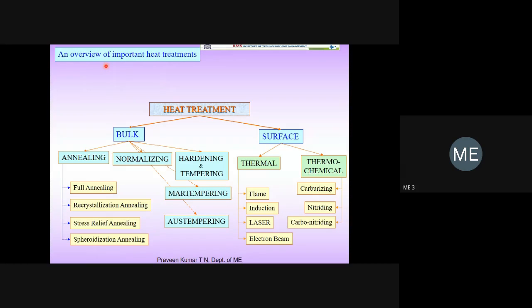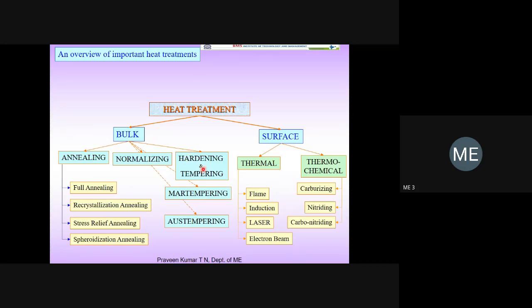If you see the broader classification of steel, this heat treatment process, we have already discussed. In bulk heat treatment, we have annealing, normalizing, hardening and tempering. Then we have martempering and austempering. Yesterday you discussed all but these two processes, which are left out. Annealing is a very slow cooling process, normalizing is air cooling or a medium cooling process, and hardening is a fast cooling process.